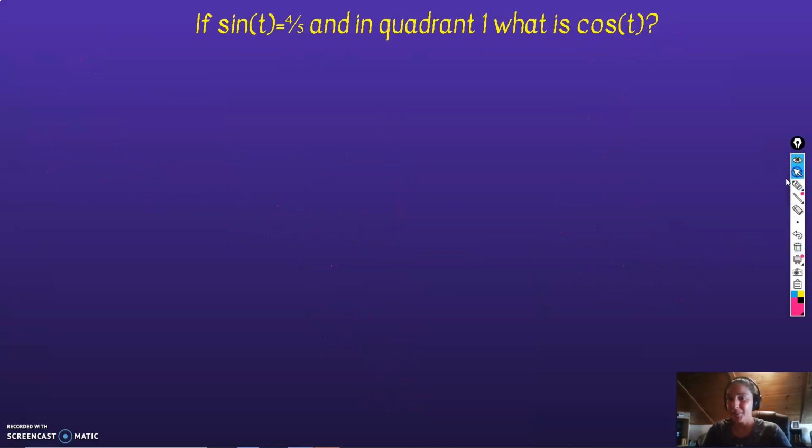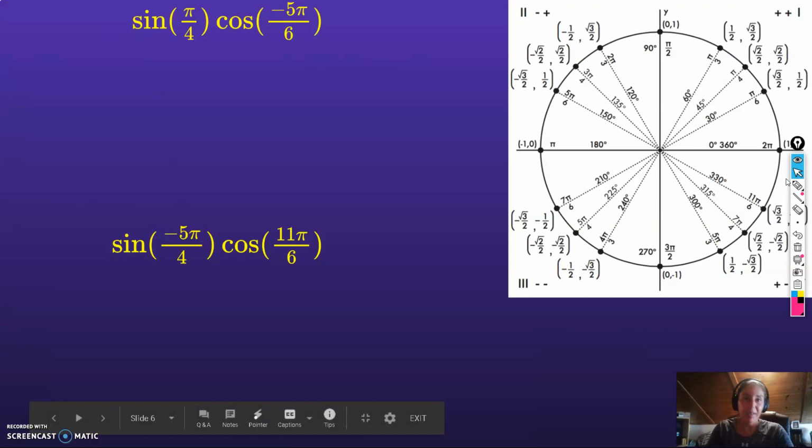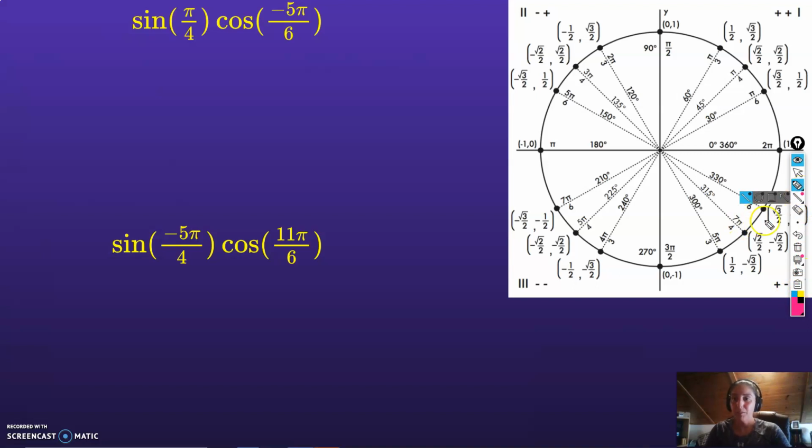All right, let's go to our next problem so we're not running out of time here. All right, how do we solve these guys? Well, we need to figure out, okay, sine of pi over 4. What is sine of pi over 4? Let's go to pi over 4. Sine of pi over 4 is root 2 over 2, because sine is the y. So what is root 2 over 2 times cosine of negative 5 pi over 6? So if we're going negative, we're going this way. Okay, so this is pi over 6 then.